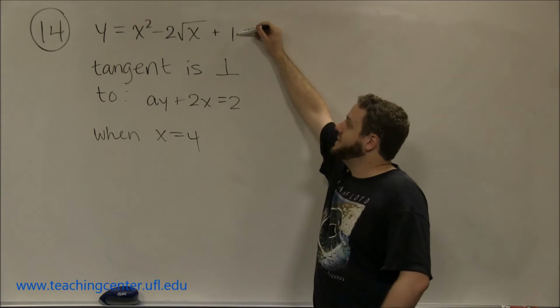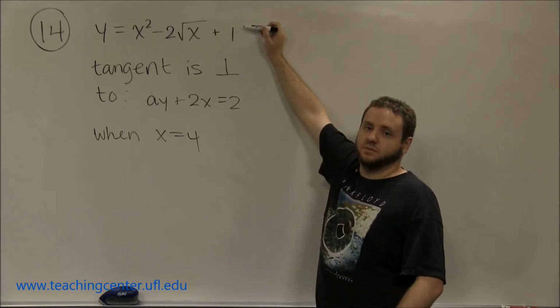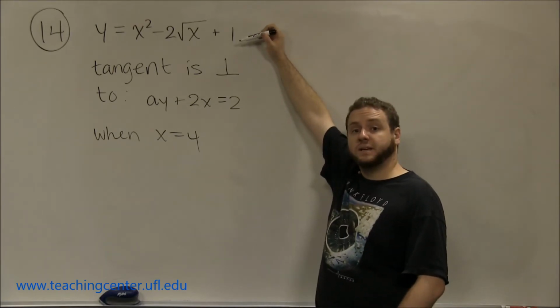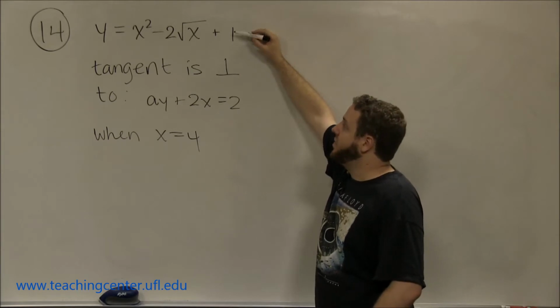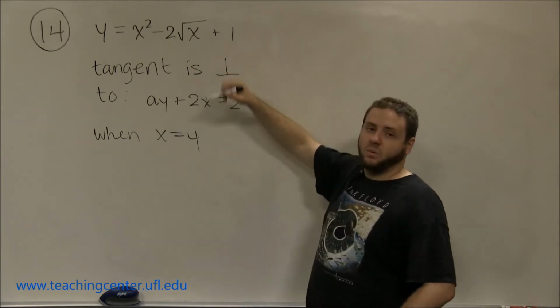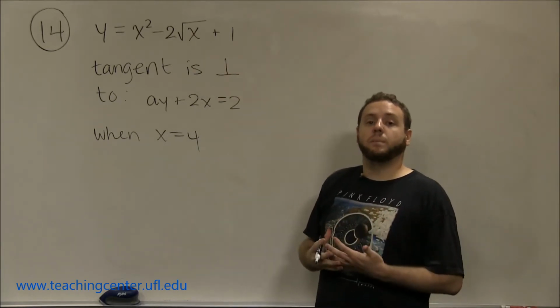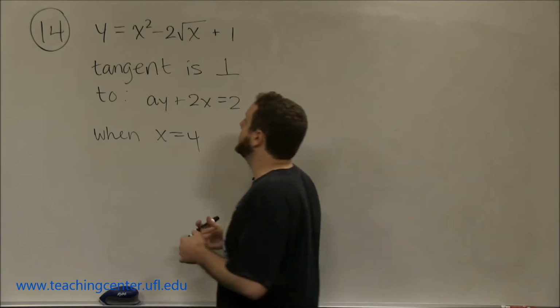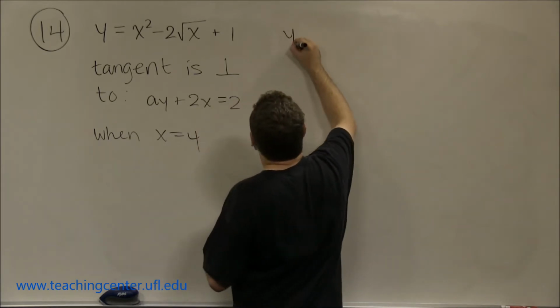So what we need to do is take the derivative of this function, because the derivative will give us the slope of the tangent line. We know then that has to be perpendicular to this line, and we can use our definition of perpendicular with slopes to help us out there. So first let me find y prime here.